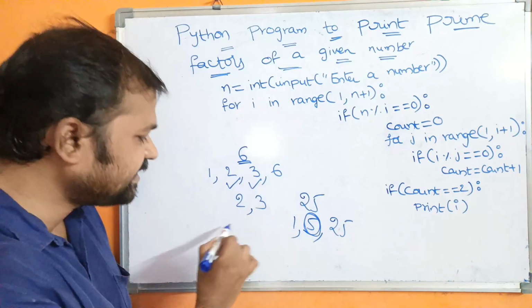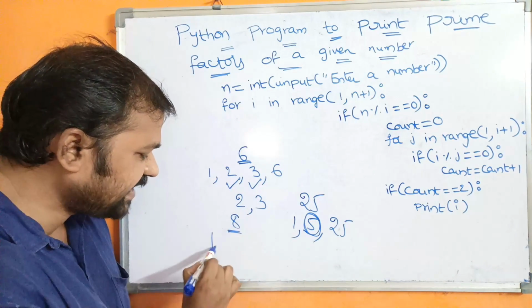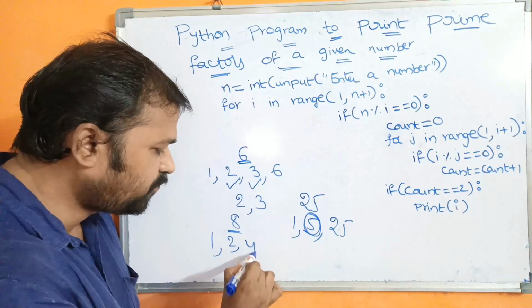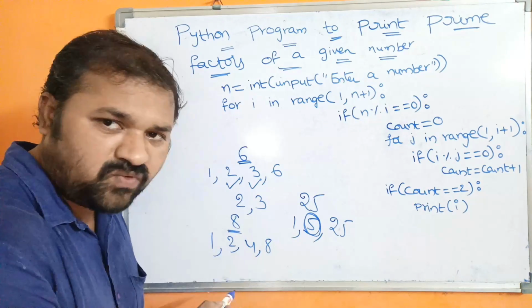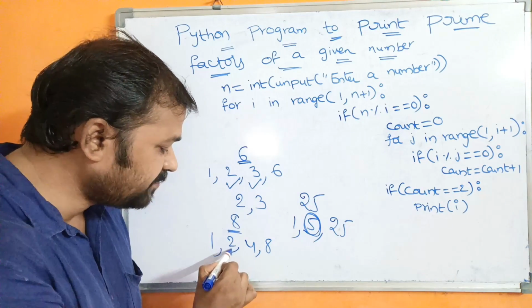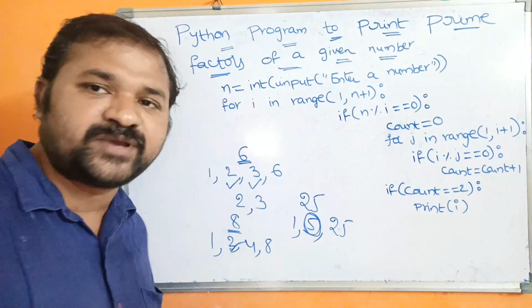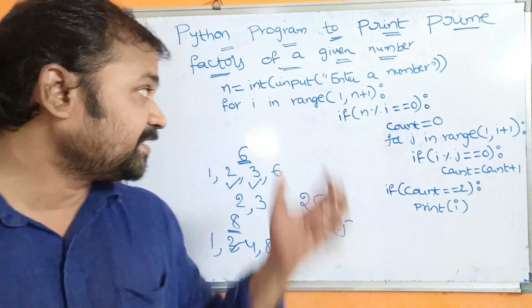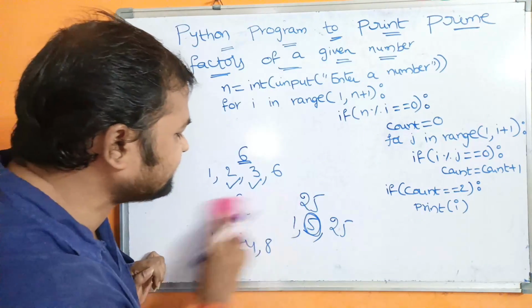Let us consider 8. The factors for 8 are 1, 2, 4, 8. Out of 1, 2, 4, 8, the prime number is 2. So we have to display 2 as the output. Okay. Now let us see the logic.